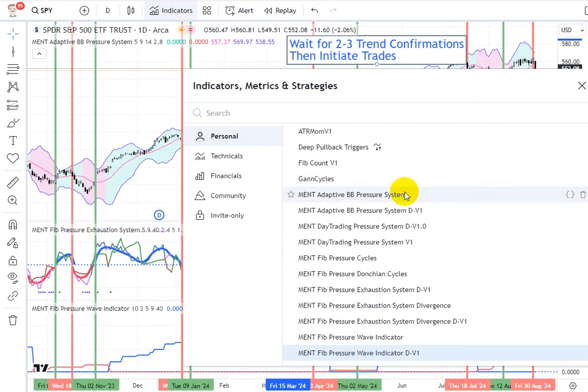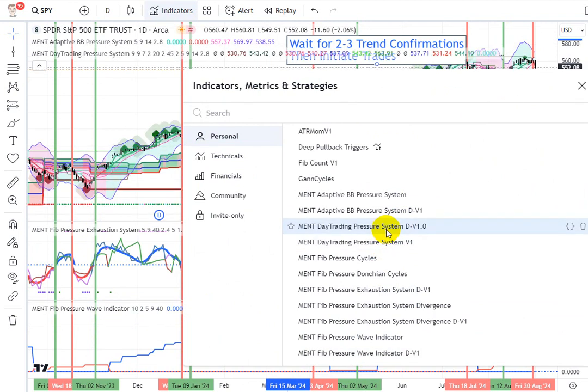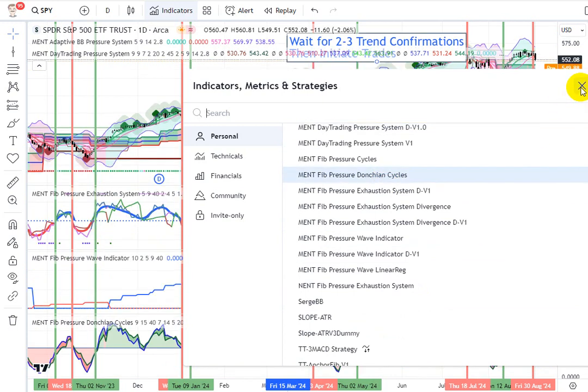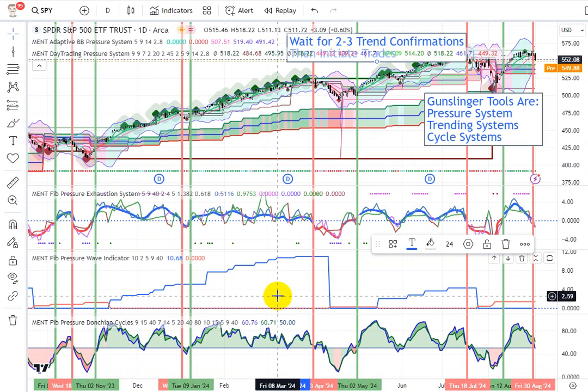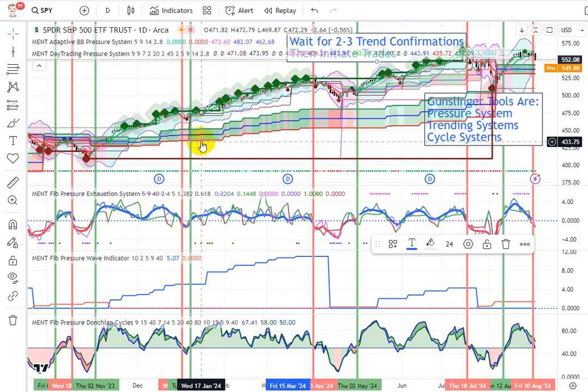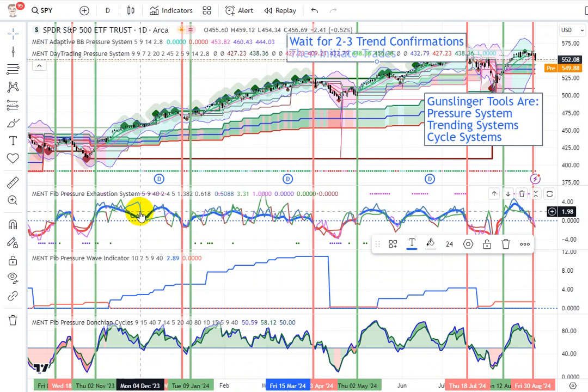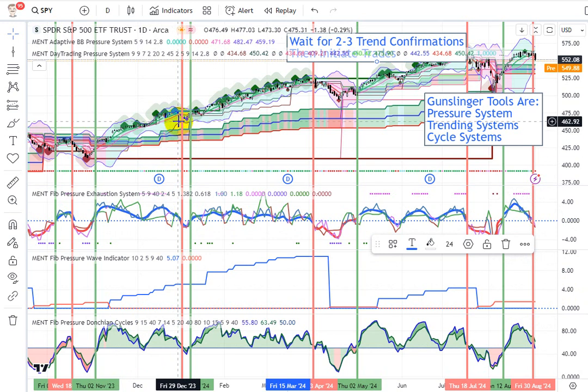This is again a pressure system. And lastly, we have the pressure system here, which is a trending system. And we have the new Donchian cycles, which are trending systems. So what we have now is 1, 2, 3, 4 different types of trending systems at play here. Remember, the cycle system can be a trending system as well. So we have 1, 2, 3, 4, 5.